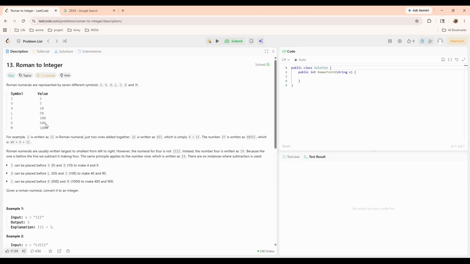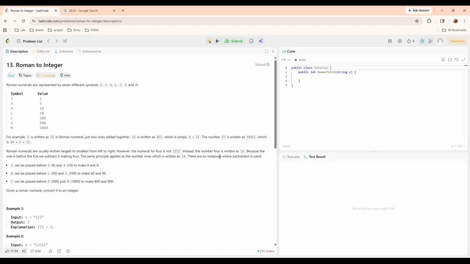Roman numerals are usually written largest to smallest from left to right. However, the numeral for 4 is not IIII. Instead, the number 4 is written as IV. Because I is before the V, we subtract it, making it 4. The same principle applies to the number 9, which is written as IX.